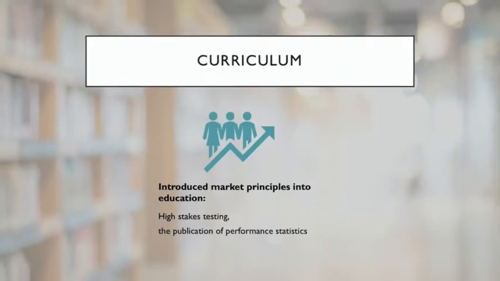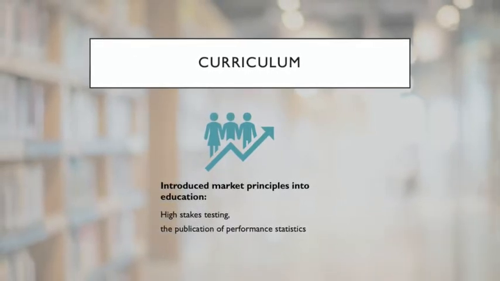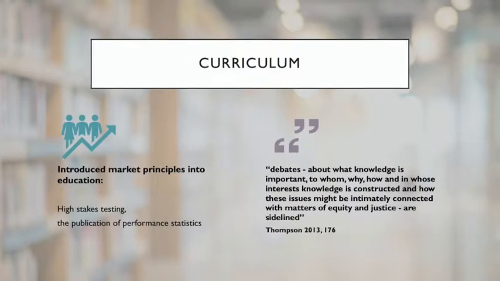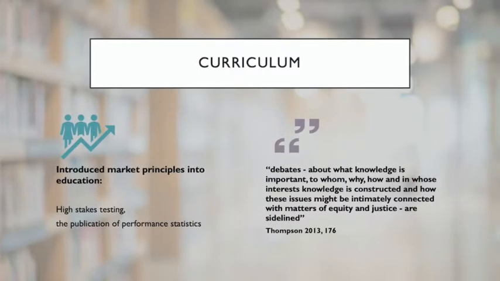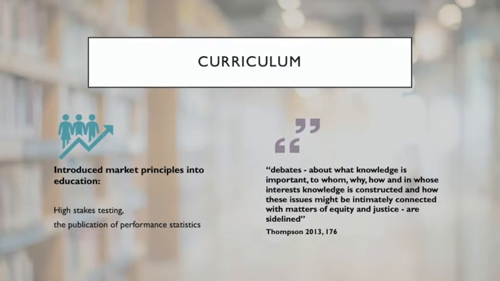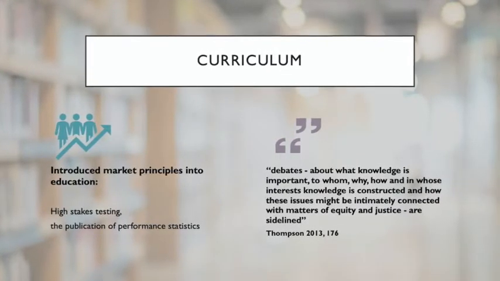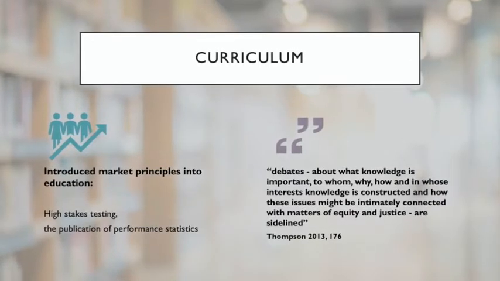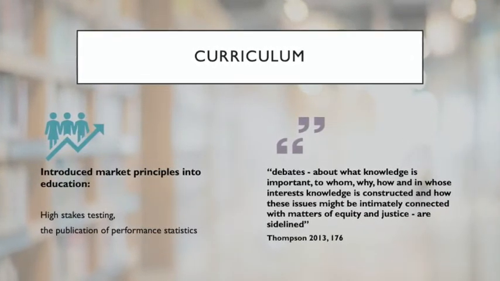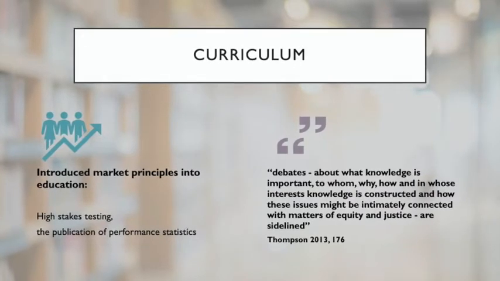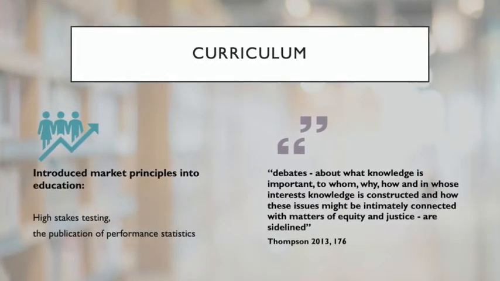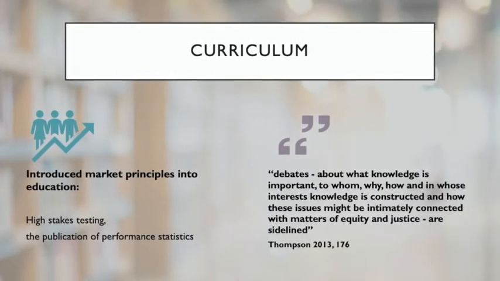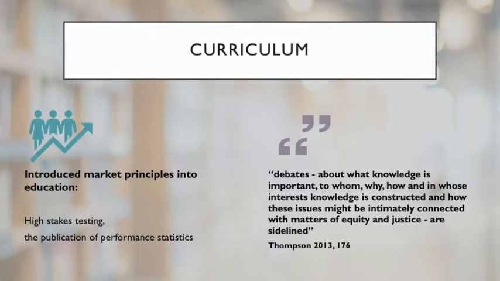Once the economic agenda was introduced as a rationale for curriculum development, any concern for heterogeneity, and as Thompson eloquently argued, debates about what knowledge is important, to whom, why, how, and in whose interests knowledge is constructed, and how these issues might be intimately connected with matters of equity and justice, are sidelined in favour of a simplistic, standardised body of homogeneous knowledge that is easily measured and comparable.